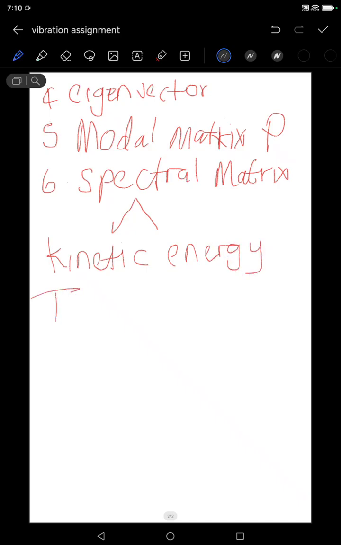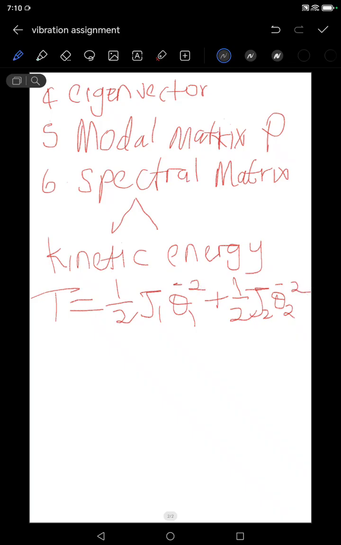Which is, we're going to use capital letter T for kinetic energy, is going to be half J1 theta dot 1 plus half J2 theta dot 2, squared, like this. So the J just shows that it's a pendulum, it's rotating. So J is equal to what? It's equal to ml squared.